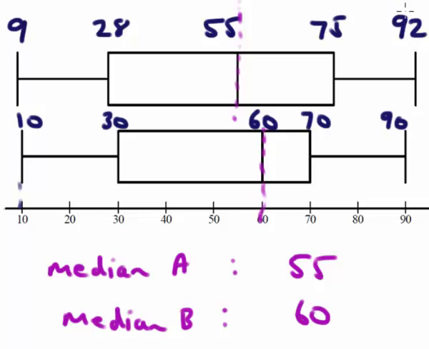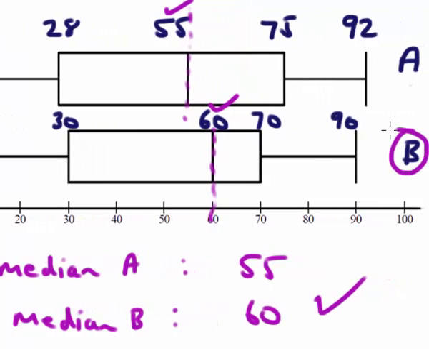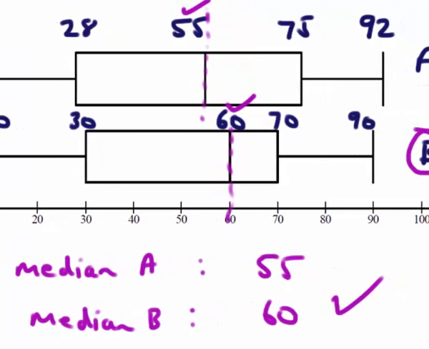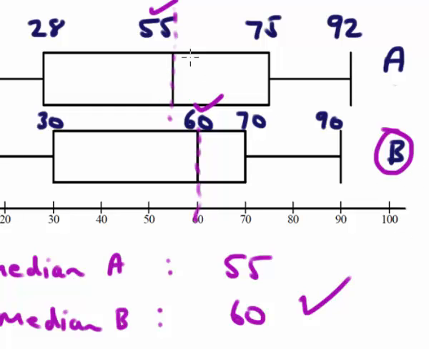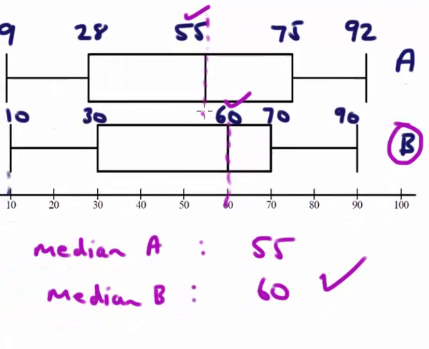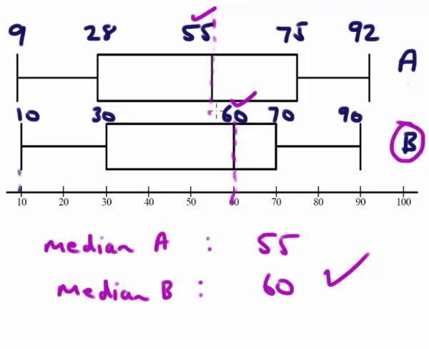Notice with A, your highest mark is 92 and your lowest mark is 9, whereas for B, the highest is 90 and the lowest is 10. So overall, I would say because the median of B is bigger than that of A, it means more kids are doing better. So I would say class B is the winner of the competition. But of course, there might be other arguments as well. But you've just got to be able to compare, and it's always good to use the median as a basis to compare results. So I'd say class B was the star class at this stage.